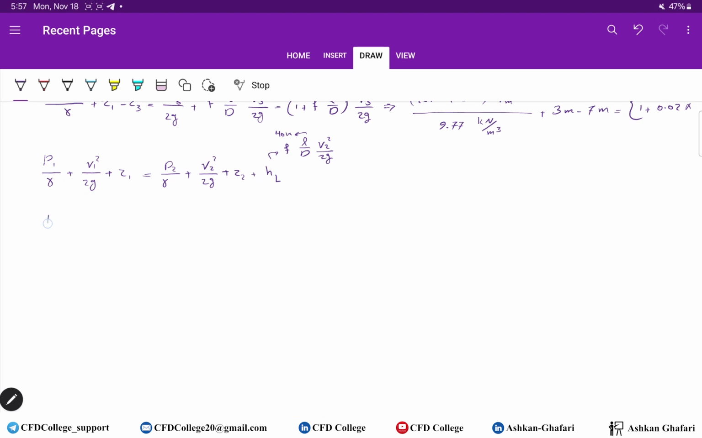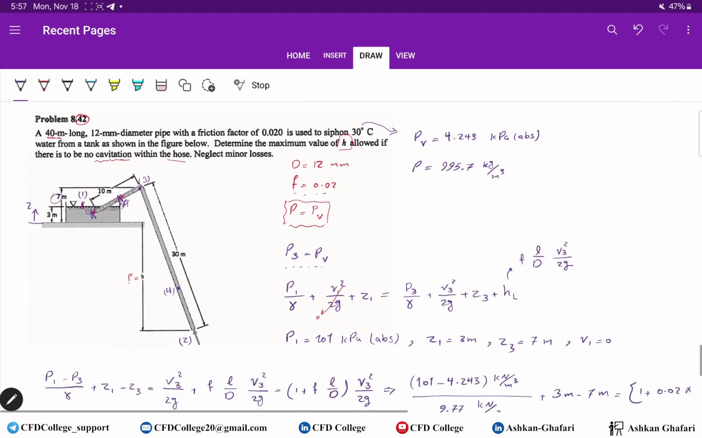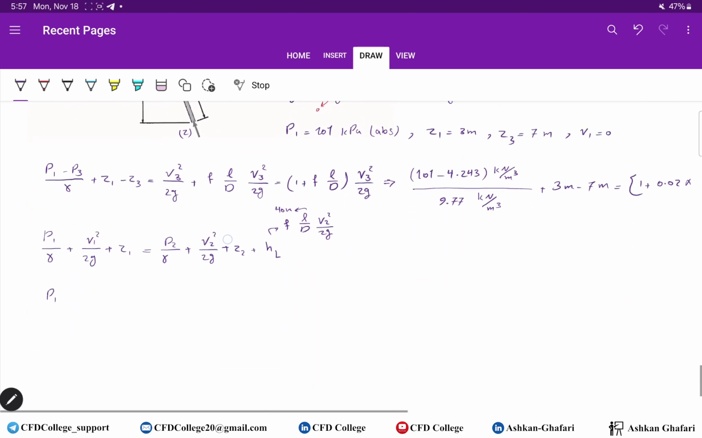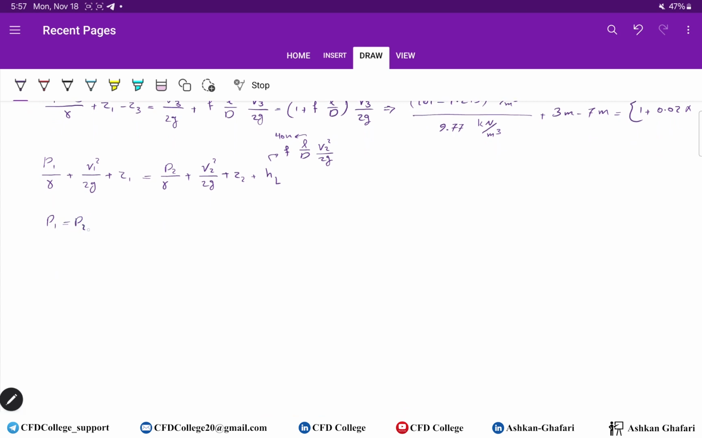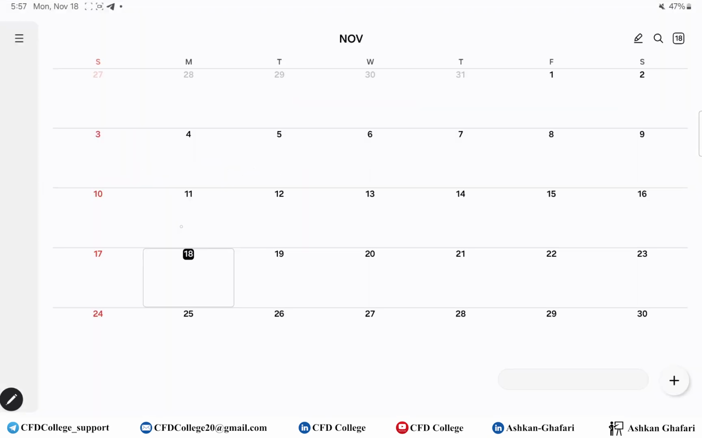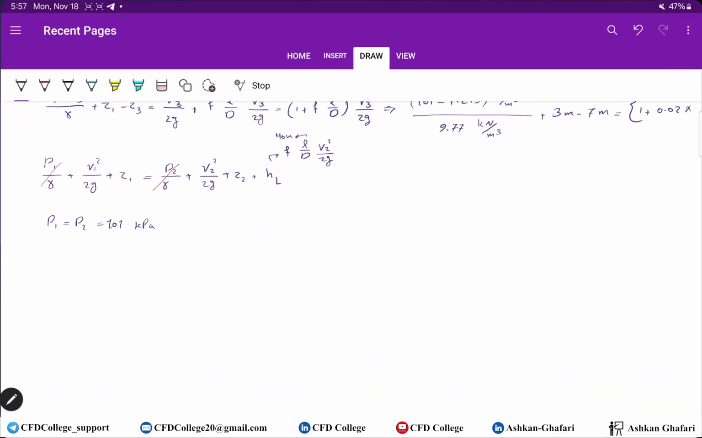What do we know? P1 is atmospheric, and also P2 because it's an outlet. So P1 equals P2 equals 101 kilopascal. It means that these terms are gone. We also know that V1 is 0 because it's a free surface. We know velocity V2 equals 2.56 meters per second.